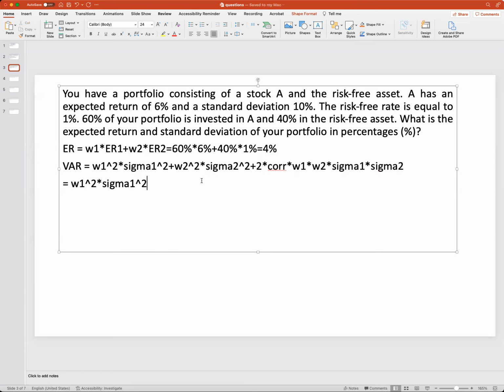In the end, variance equals the contribution of the risky asset. We can simply take the standard deviation of that: sigma equals W1 times sigma 1. And this is what we have seen in our slides, that for a portfolio with a risky and a risk-free asset, the portfolio volatility equals the portfolio weight of the risky asset times its standard deviation.